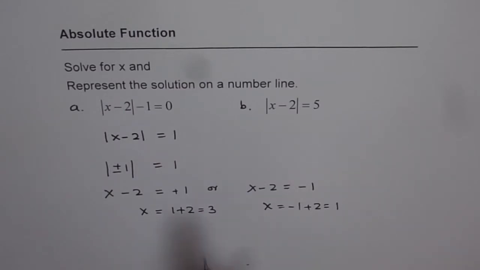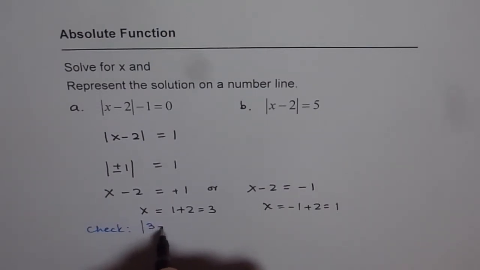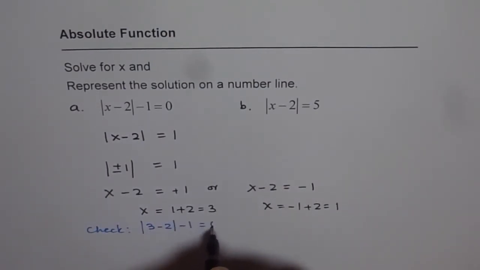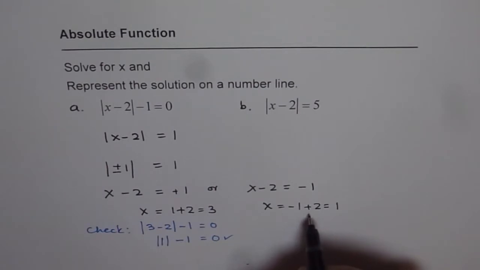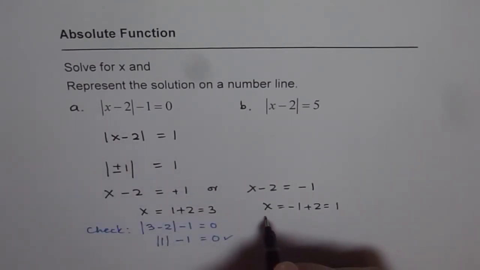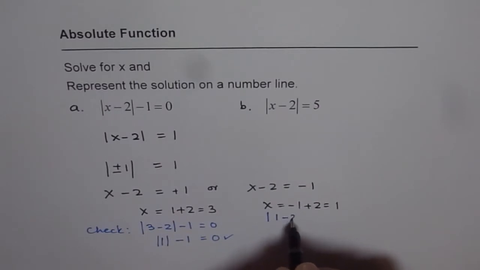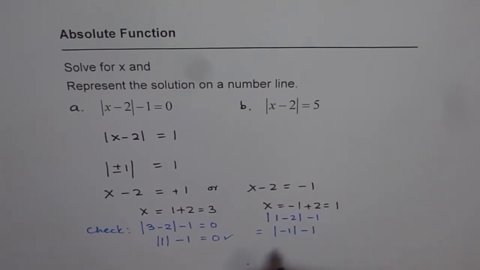Now let us check. If you want to check it, you need to substitute these values into your equation. So if I put plus 3 in the first one, what do I get? I get absolute value of 3 minus 2, minus 1 equals 0. Now 3 minus 2 is 1, so absolute value of 1 minus 1 is indeed equal to 0, and that is true. Now if I put 1 here, what do I get? I get absolute value of 1 minus 2, minus 1, and this is equal to absolute value of minus 1, minus 1, which is 1 minus 1, which is also 0.